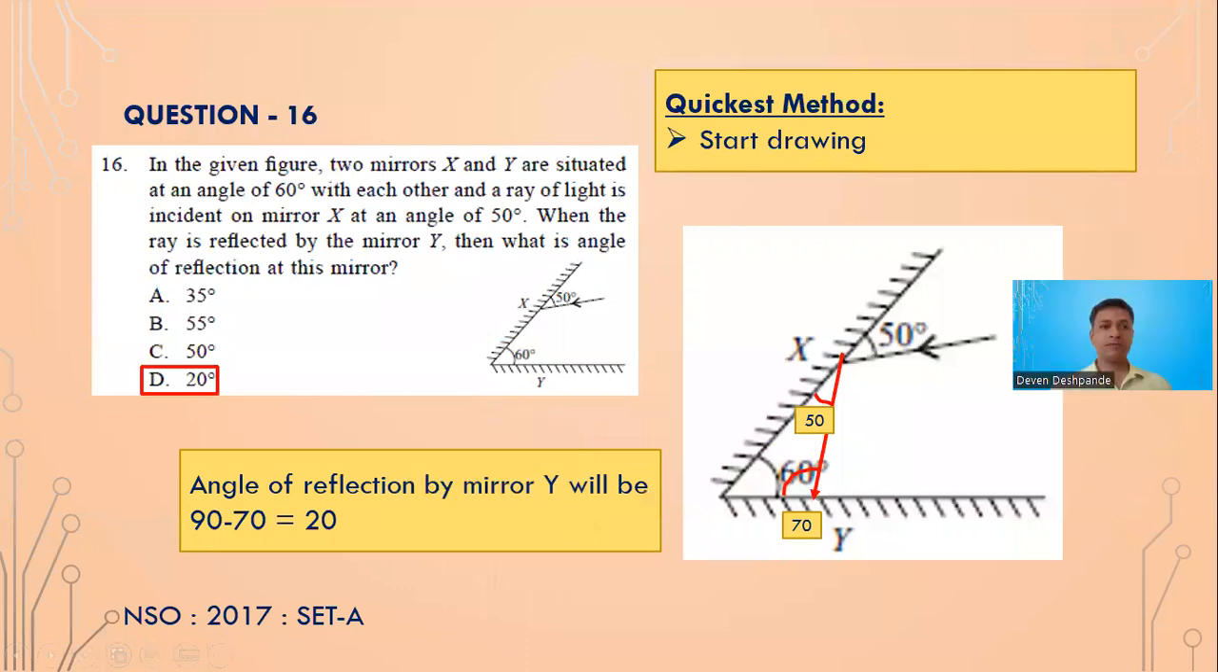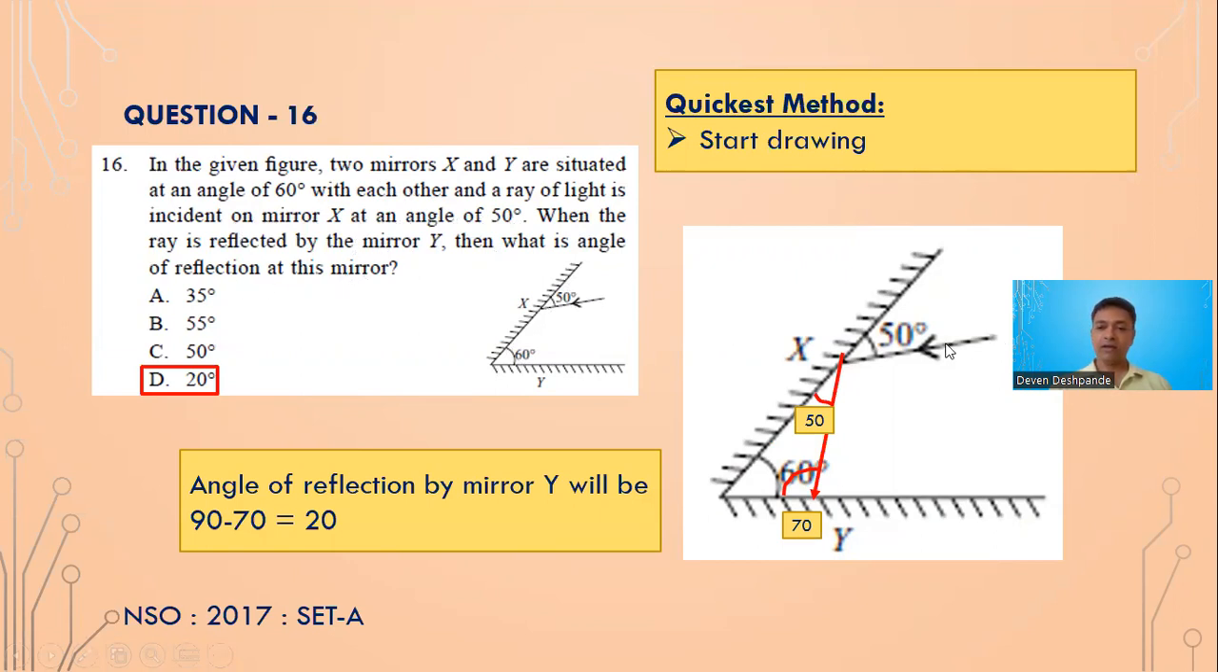Okay, next one. In the given figure, two mirrors X and Y are situated at an angle of 60 degrees with each other. So one mirror is here, another mirror is here at an angle of 60 degrees. And a ray of light is incident on mirror X at an angle of 50 degrees. So this is 50 degrees, angle of incidence. When the ray is reflected by the mirror Y, then what is the angle of reflection?